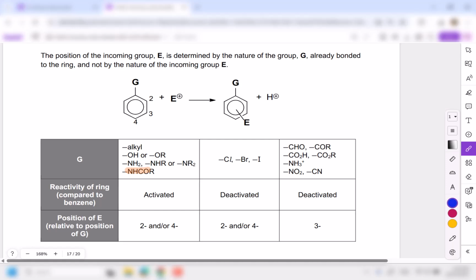For example, for NH2, it is 2,4 directing. In fact, it is 2,4,6 directing. If you have phenylamine and you add aqueous bromine to it, the bromination will happen at the second, fourth, and sixth positions simultaneously. But if I simply protonate the NH2 group, it becomes a deactivating group by virtue of the fact that the nitrogen gains a positive charge, so it makes it inductively withdrawing.